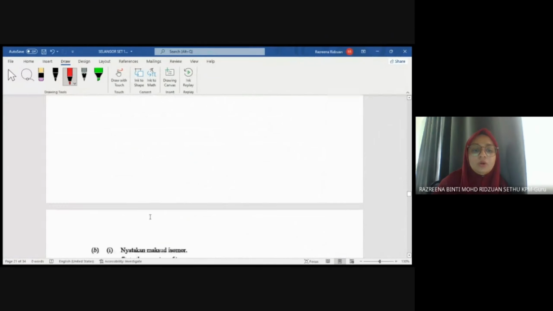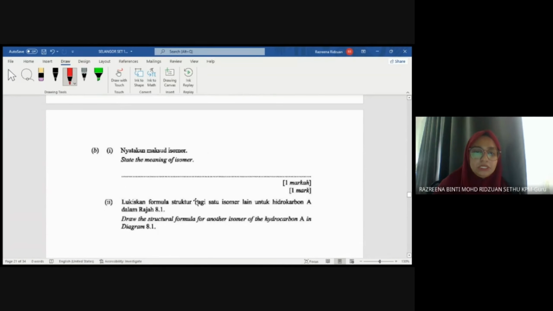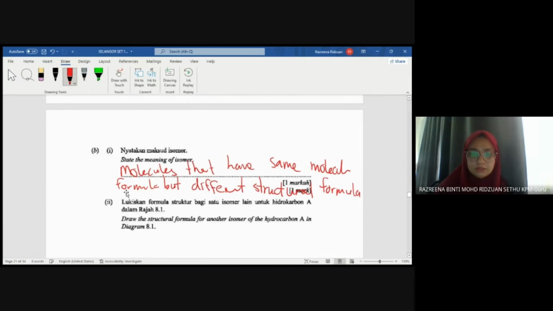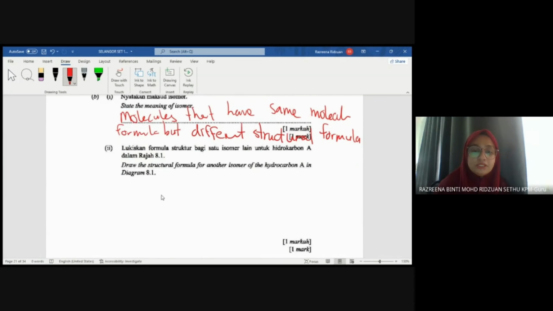Question B1. State the meaning of isomer. What are isomers? Isomers are molecules that have the same molecular formula but different structural formula. Okay, different structural formula. Now B2, draw the structural formula for another isomer of hydrocarbon A.